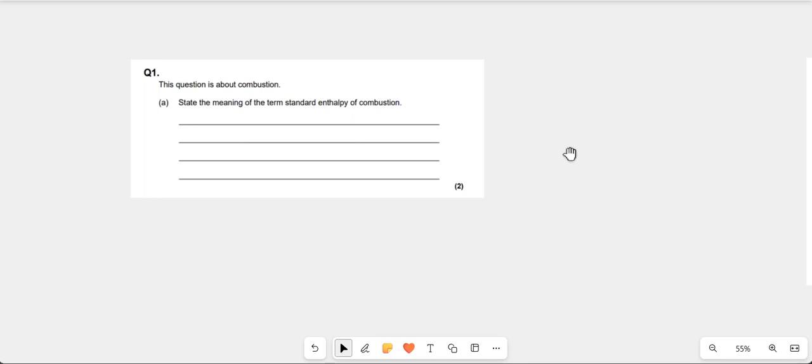Alright, calm. AQA A-level chemistry topic 4 completely patterned. We're gonna go through all the PMT questions so you can do practice on that, and this is for energetics.